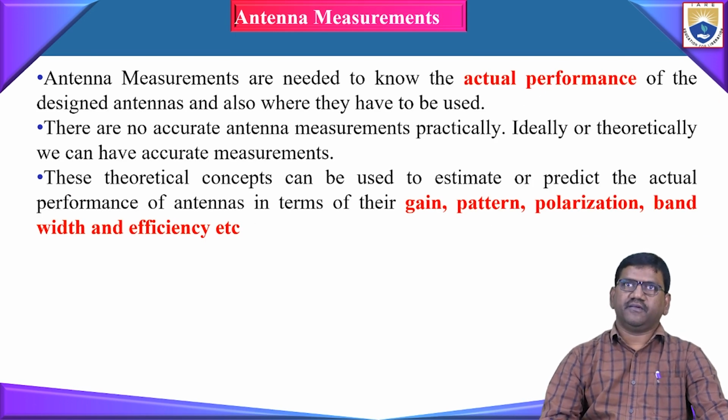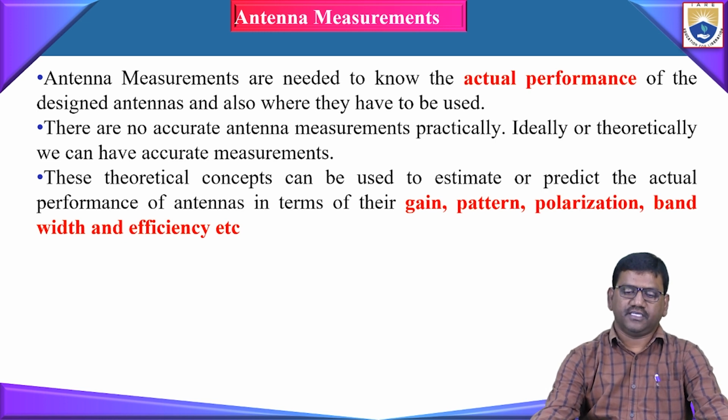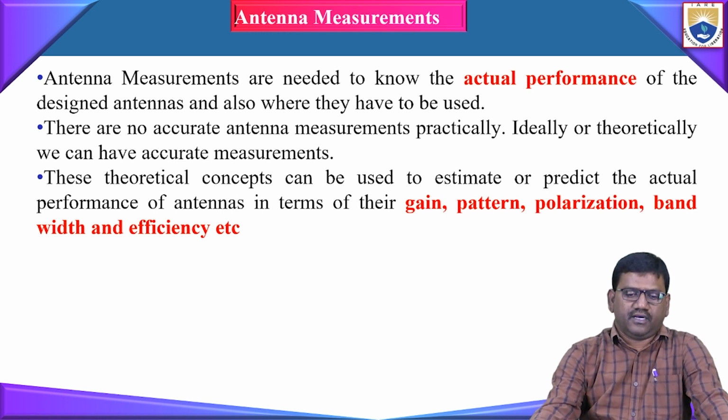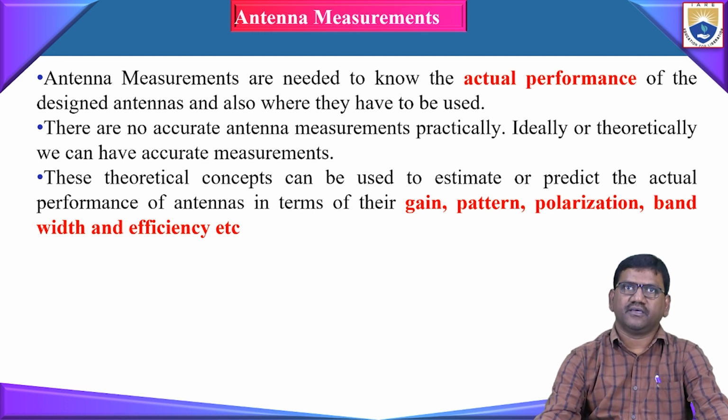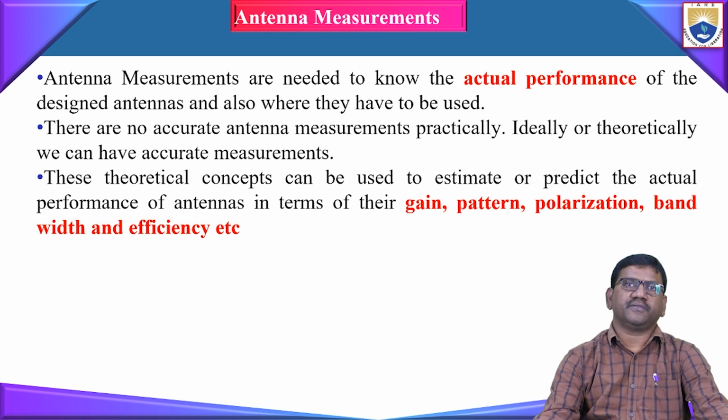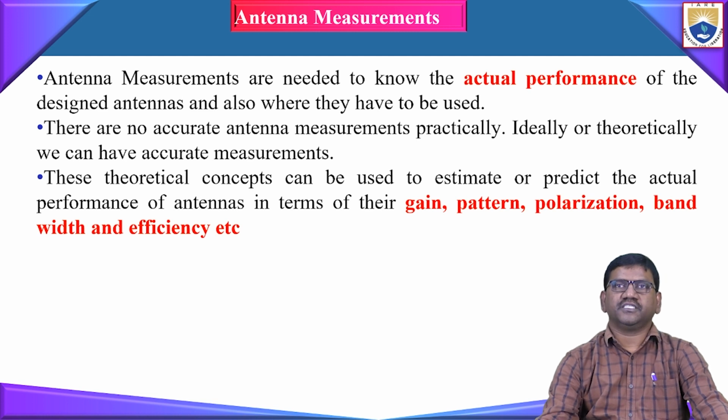So here we are going to the next topic, antenna measurements. Suppose we have designed an antenna, we need to measure its performance, and for that we need many devices. There may be some errors occurring in measuring the basic parameters of the antenna. The basic parameters of the antenna are gain, directivity, half power beam width, polarization, efficiency, and bandwidth. Whenever we try to measure these parameters from the antenna we designed, there is a possibility that some measurement errors will occur.